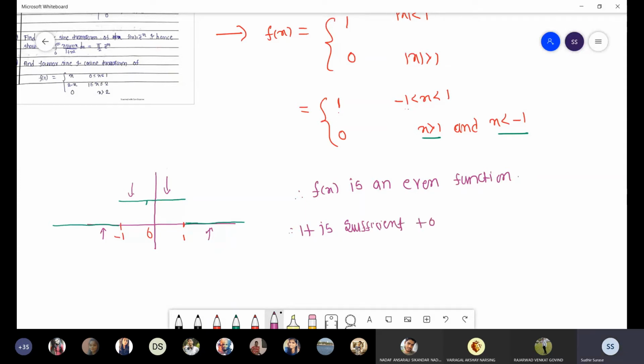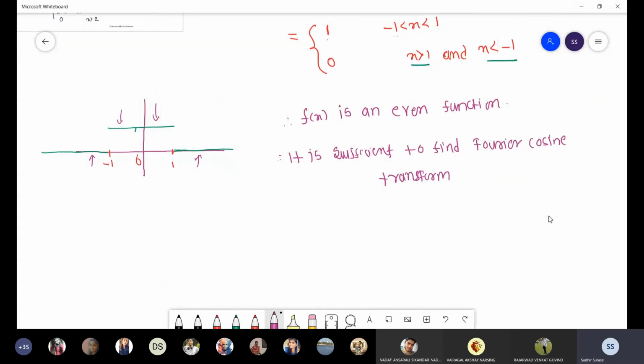to find the Fourier cosine transform instead of finding the Fourier transform. So we are not going to use the first formula because we identified that it is an even function. So we will use the cosine formula.